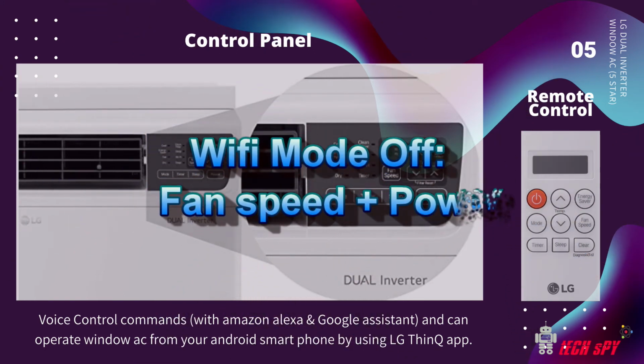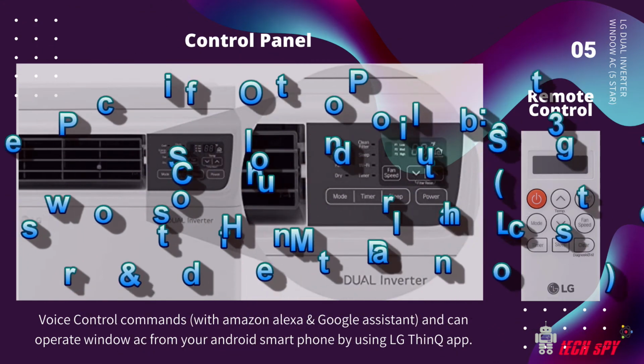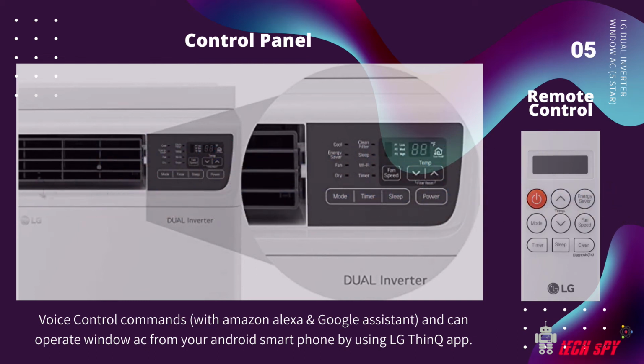And if you want to switch off the Wi-Fi mode, then you have to press the fan speed button and the power button together. Another thing which I want to tell you, if you want to switch off the control panel lights, then click the mode button for around 3 seconds, and if you want to light it up again, then press it again for around 3 seconds. That's all about this remote.